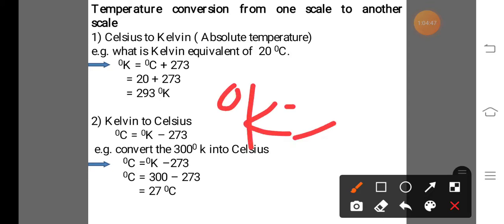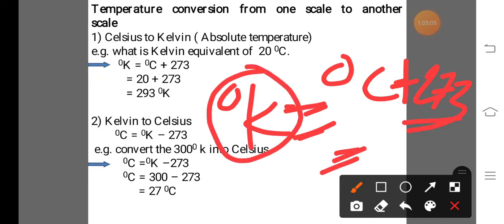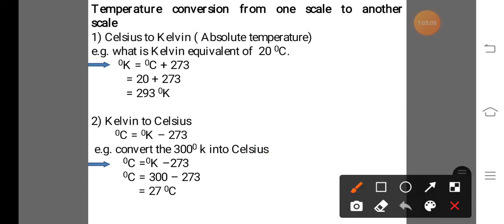degree Kelvin is equal to degree Celsius plus 273. So this is the formula. That means only 273 is added to the degree Celsius value and the final answer is obtained in degree Kelvin. So for that we discuss one example.